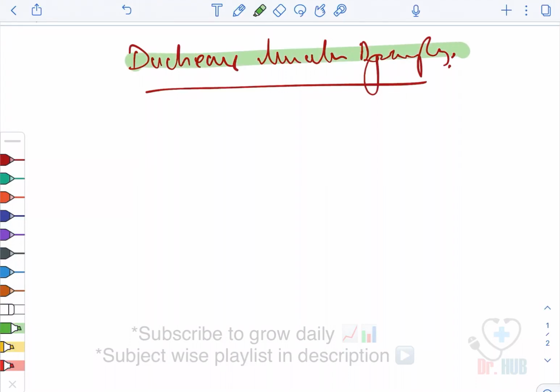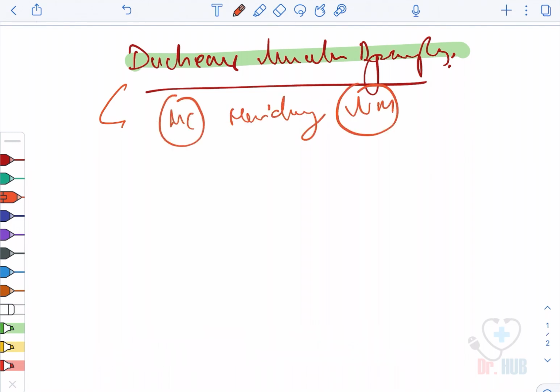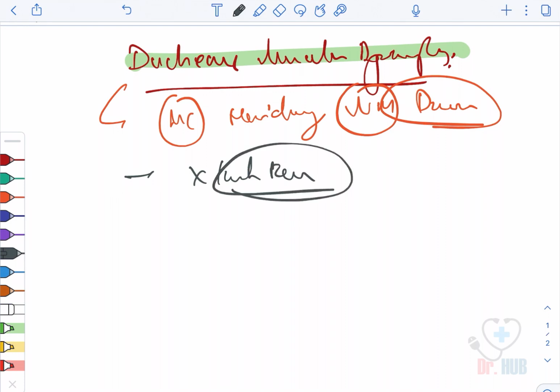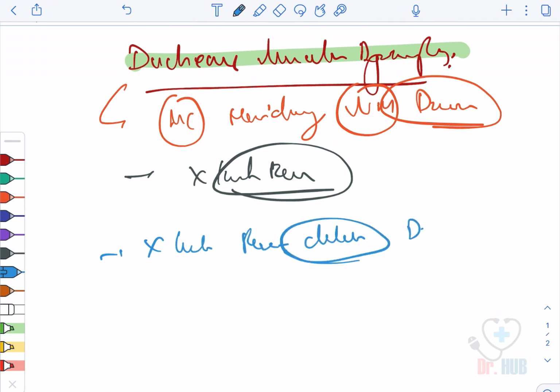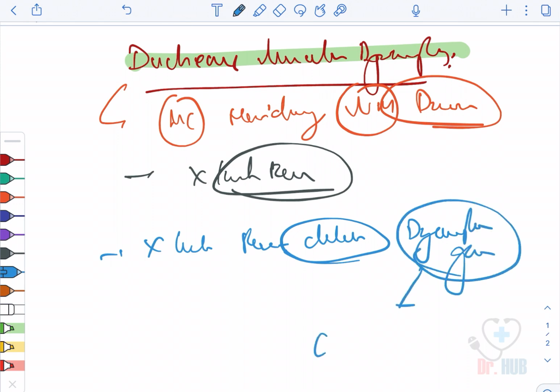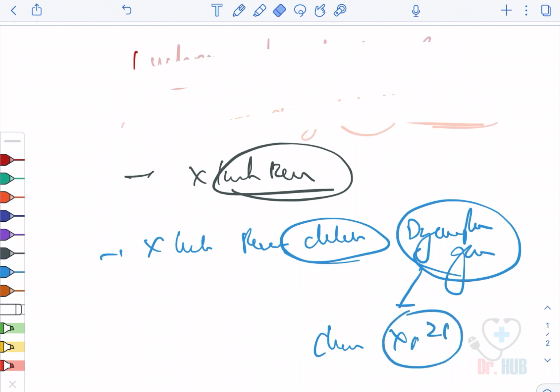Duchenne muscular dystrophy. So what is Duchenne muscular dystrophy? It is the most common hereditary neuromuscular disease. The inheritance pattern is X-linked recessive, due to a deletion of the dystrophin gene, and this dystrophin gene is on chromosome Xp21.